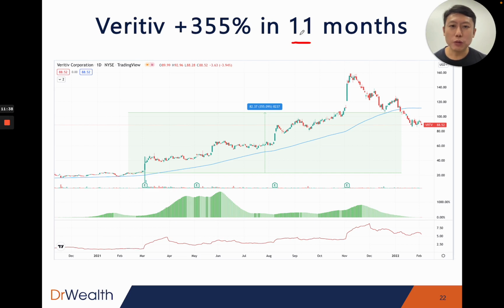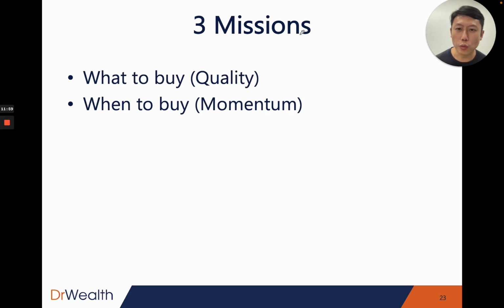Fundamentally, we are able to identify them just using gross profitability, and that is a very quick way to just discard the rest that are not as high quality as the top 20%. We will apply momentum only on the top 20%. Okay, so that is the idea. What to buy? We will use a quantitative fundamental filter called gross profitability. Now let's move on to when to buy.